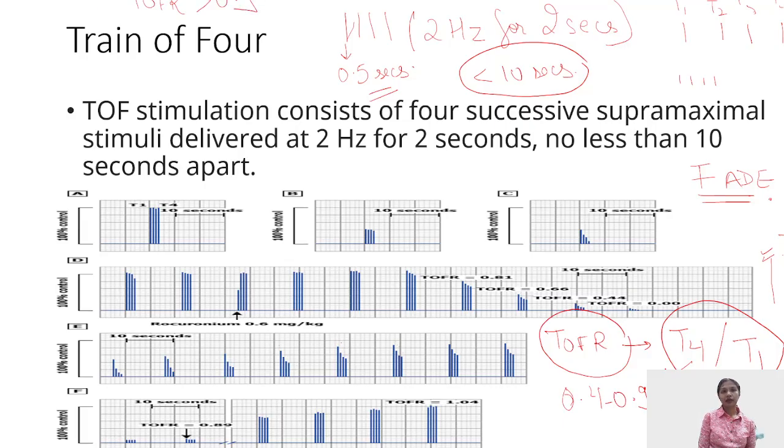Yes, it can also be equivalent to 1. That is, the T4 and T1 are all equal to each other. The train of 4 ratio has to be more than 0.9 at the time of recovery, and the ratio is nothing but T4 upon T1.